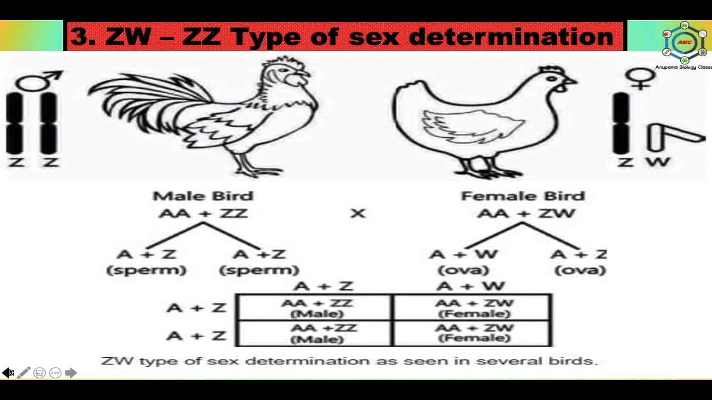So here you can see how the males and females are formed. In case of male, autosomes plus ZZ chromosomes, while in case of female, autosomes plus ZW chromosomes.